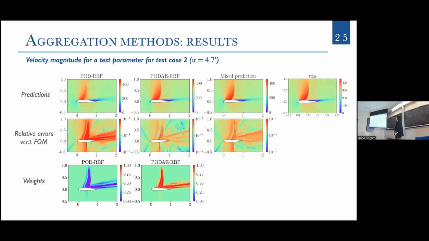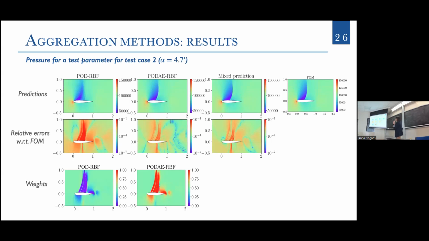And then, these relative errors are quite high. The results are not exceptional, but I would like to underline this fact. The weights distribution is very interpretable, because you see that the aggregation is activating the autoencoder in the position of the shock and in the region of the wave. So basically when you have more nonlinearity.